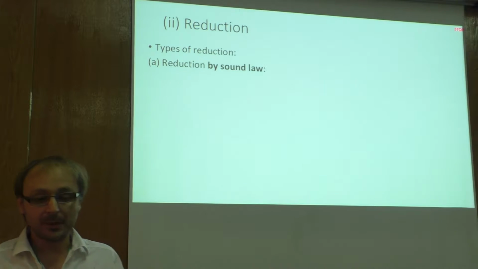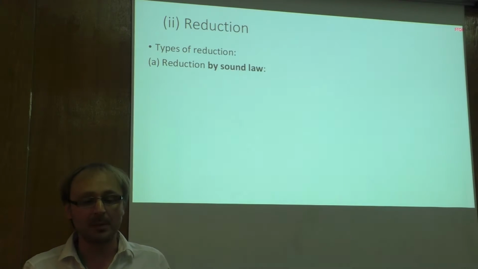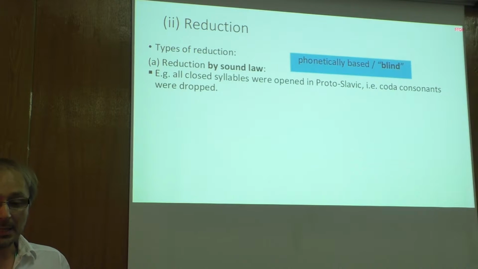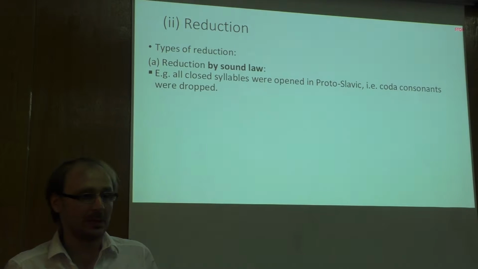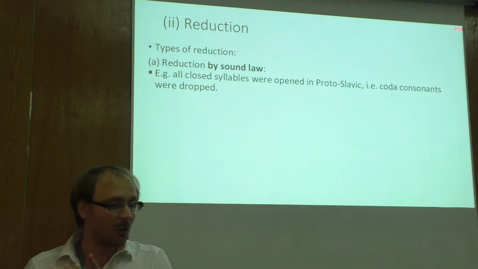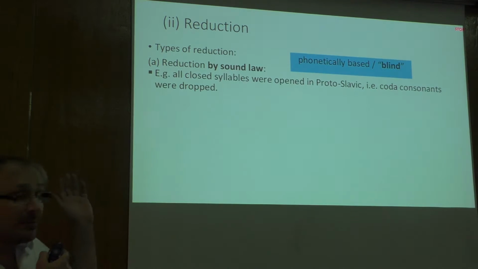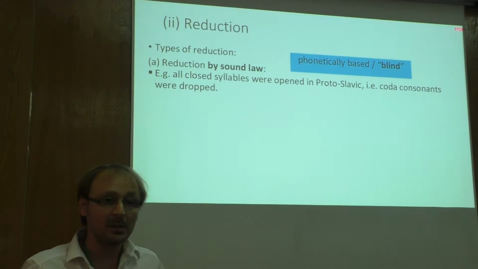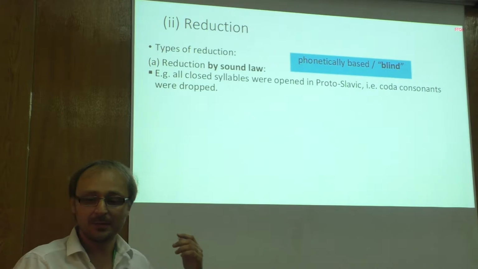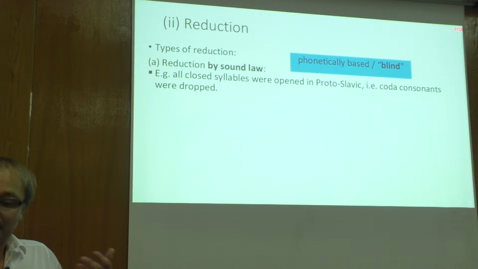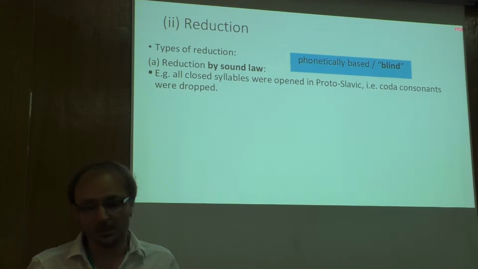Well, trivially, of course, once these person number indexes are there, they may be reduced in the course of time. So for example, by sound law, all closed syllables were opened in Proto-Slavic. So basically all coda consonants were dropped. Now crucially, this happened not only in the inflectional syllables, but across the whole word. So also in the middle of the word, in the beginning, etc. So there were no restrictions. So this is what one may call a blind, phonetically based process, what the Young Grammarians called sound law.